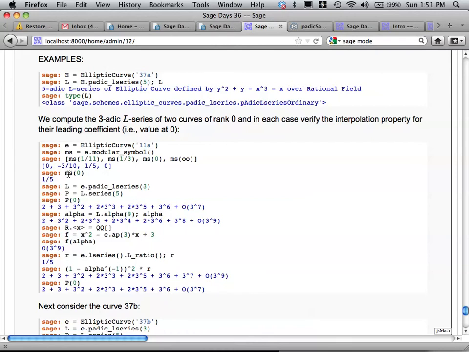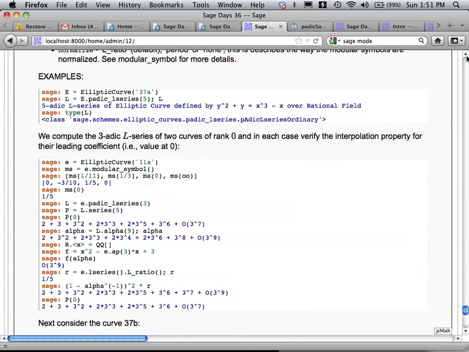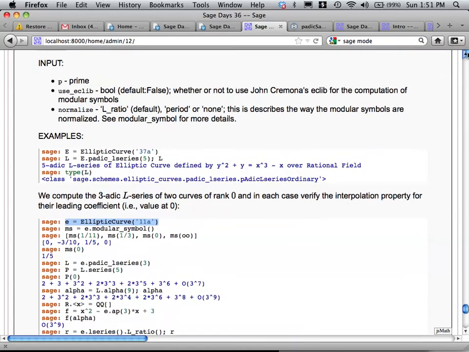Can one see roughly what the output looks like? So here's the example. The answer is just a p-adic number. You can evaluate it: this is the L series, you evaluate it at 0, and you get a p-adic number. I think it uses modular symbols. I haven't actually looked at this code, but see the documentation for more details.